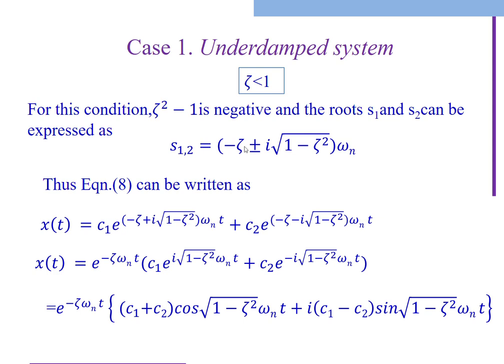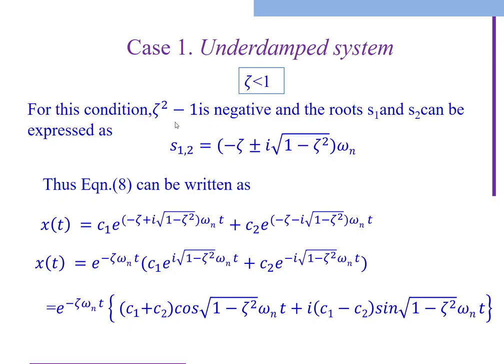For that minus we used to take as complex number i outside, and that i square we used to take outside, then it becomes i under root of 1 minus zeta square into omega n. Okay, if you take zeta is less than 1, we used to use this condition.